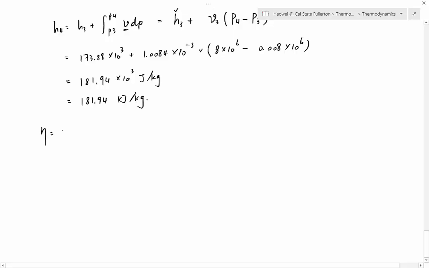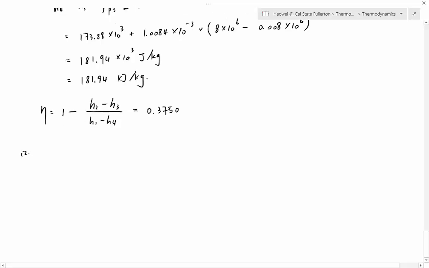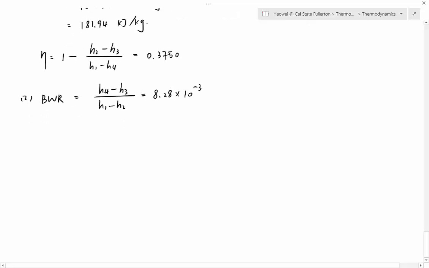The definition of efficiency, we derived the equation from last time, is 1 minus (H2 minus H3) divided by (H1 minus H4). And plugging all four numbers, the solution is 0.3750. That's part 1. Very quick. Part 2, back work ratio. We derived the equation last time too. H4 minus H3 divided by H1 minus H2. So you're just plugging all four enthalpies. Solution is 8.28 times 10 to negative 3. It's very small too, so that's good.